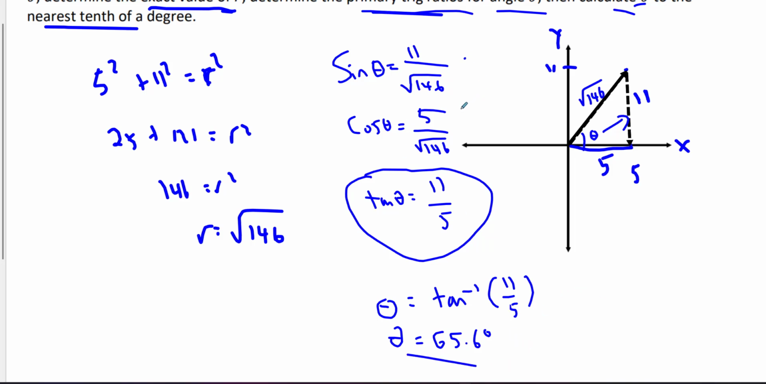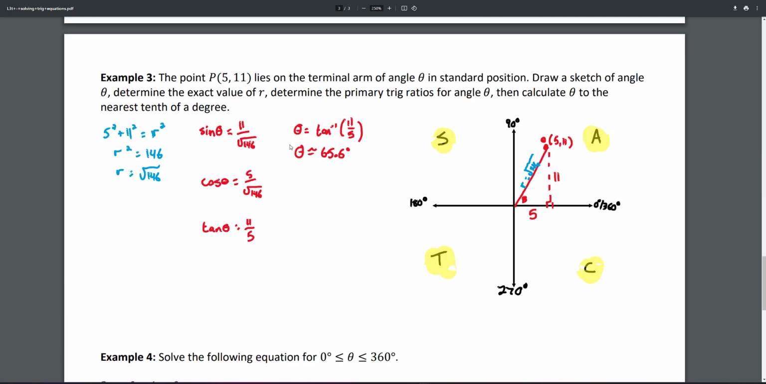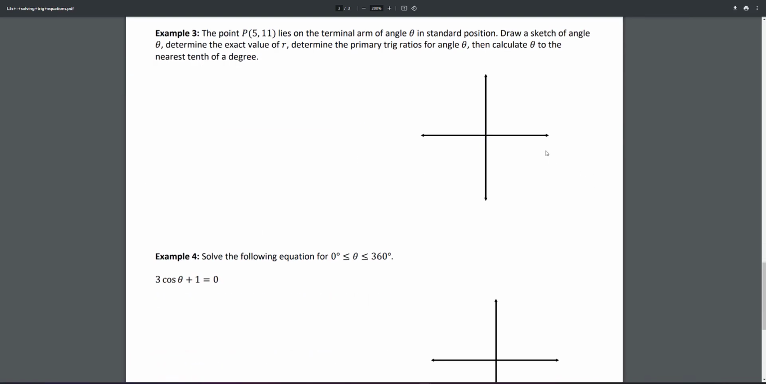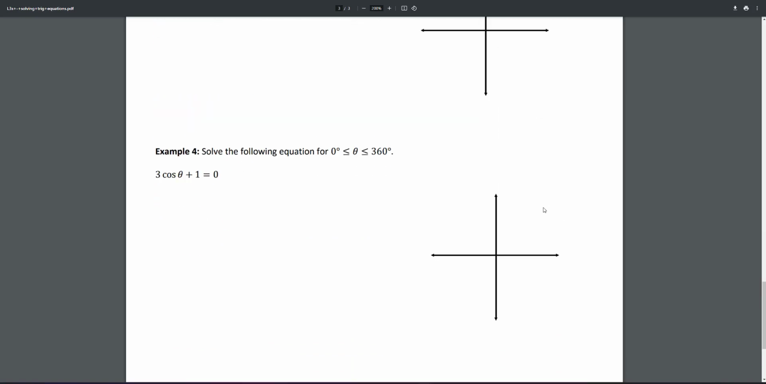So make sure you write your 3 trig ratios. Make sure you use one of those equations to actually solve for the angle. And here we have the 3: 11 over root 146, 5 over root 146, 11 over 5, and then 65.6. Very easy stuff. And final example.